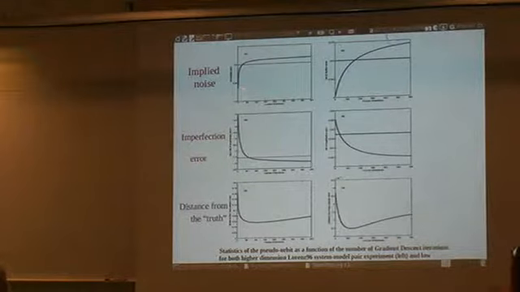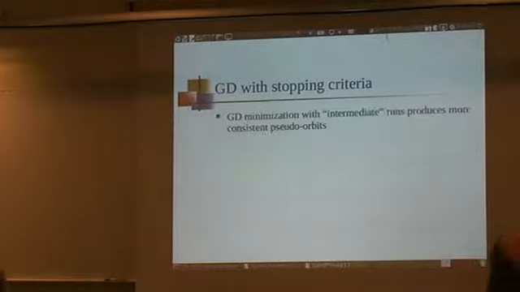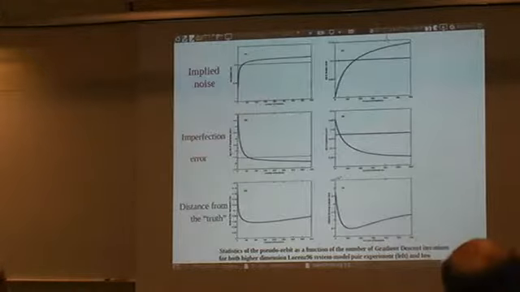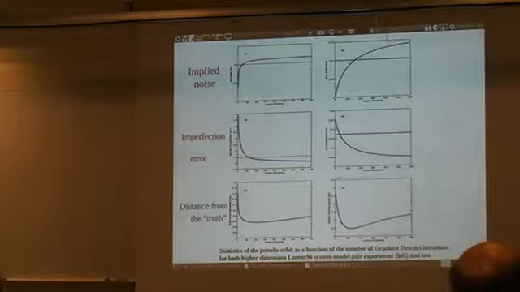We can see that when we iterate the gradient descent, the implied noise grows, becomes consistent with the observation noise, then becomes overestimated. The imperfection error becomes underestimated in the end. And the distance from the truth has a minimum in the intermediate runs. What's the difference between the left column and the right column? The left column is for the Lorenz 96, the right column is for the Akita map, the model system. One is in 2D and one is in 18D, 18 times 5 for the system.